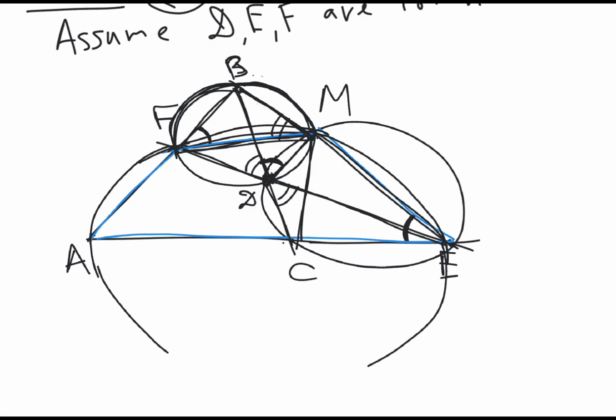Okay, so because of this equality of angles, we can add the same angle to both of them, the angle FMC. So from this we conclude that this angle FME is equal to the angle BMC. So let's write this.